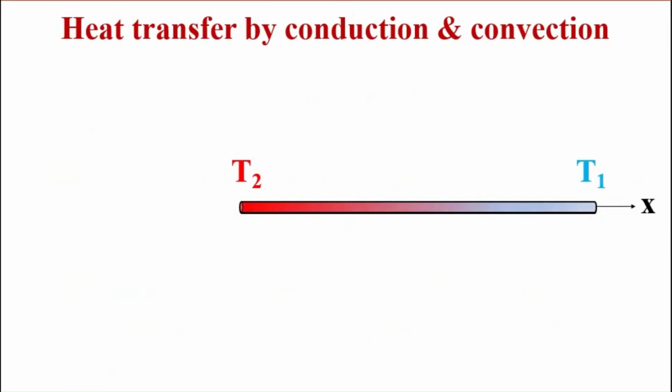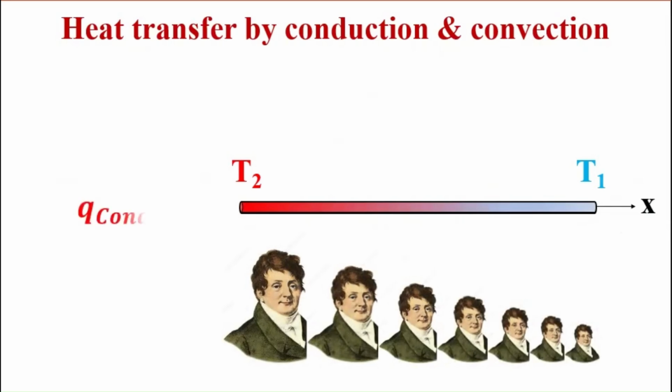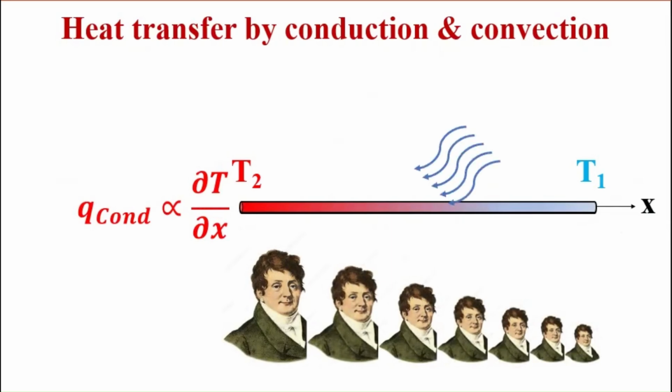This behavior is described by Fourier's law of thermal conductivity, which determines the rate of heat transfer by conduction along a material based on the temperature gradient. Heat also moves from the outer surface of the rod to the surrounding fluid due to the motion of the fluid. This heat transfer process is called convection. According to Newton's law of cooling, the convective heat transfer rate is proportional to the temperature difference between the rod surface and the ambient fluid.